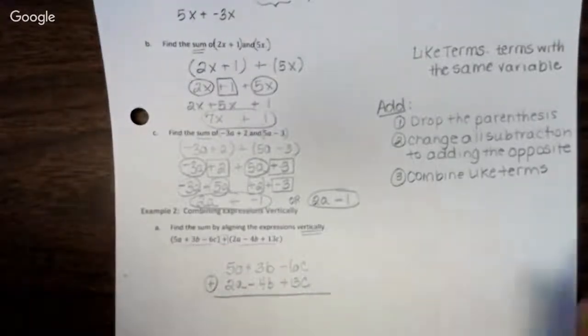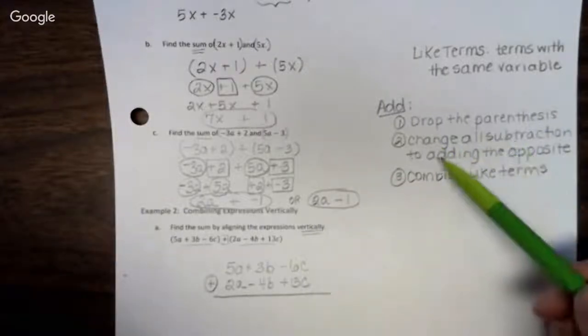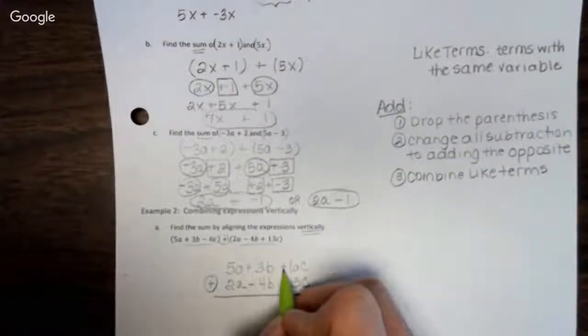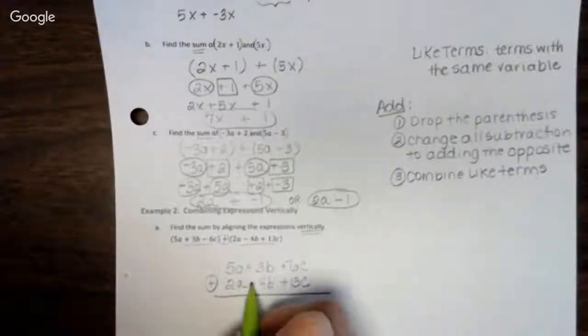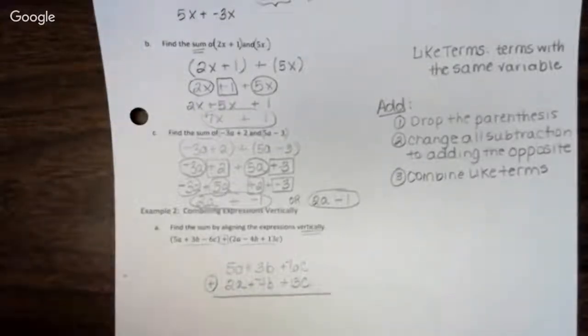Now, before I go, it says that we're going to change all subtraction to adding its opposite. So this I'm going to change to adding a negative 6. I'm going to change this one to adding a negative 4b. So let's add. My like terms are now right in a row.